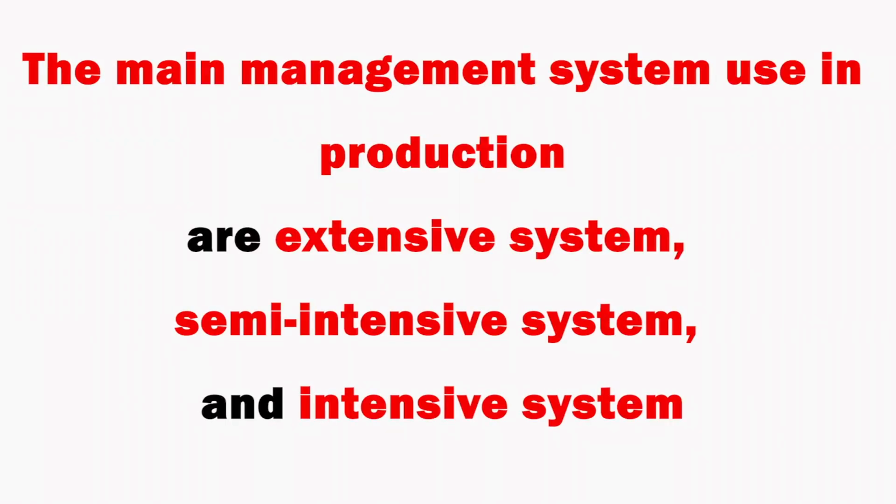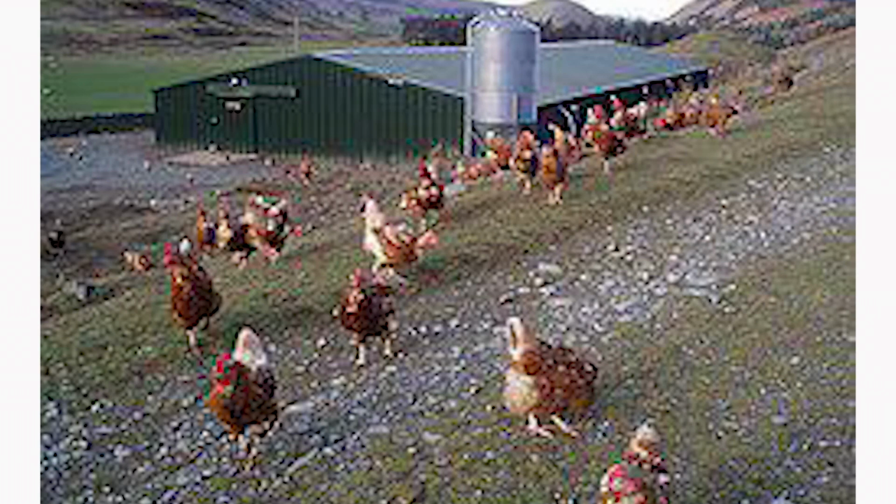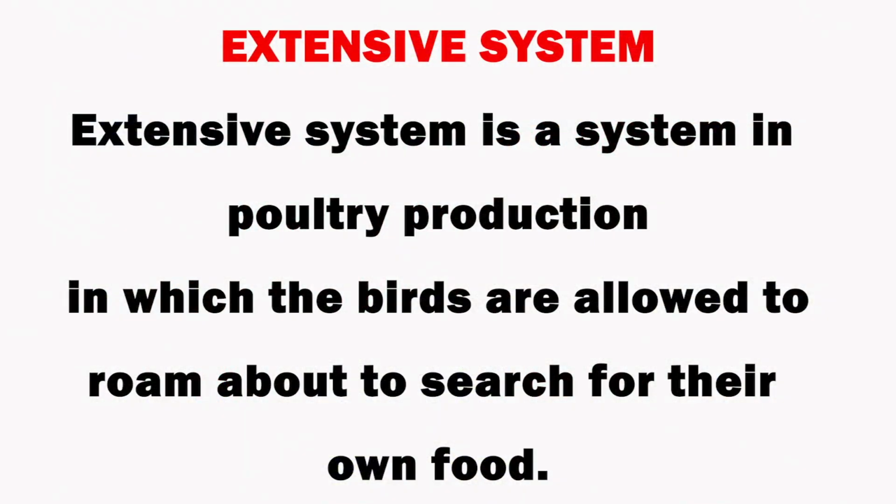The main management systems used in poultry production are extensive system, semi-intensive system, and intensive system. Let's take them one by one and see how we can explain them. Extensive system. Extensive system is a system in poultry production in which the birds are allowed to roam about to search for their own food.